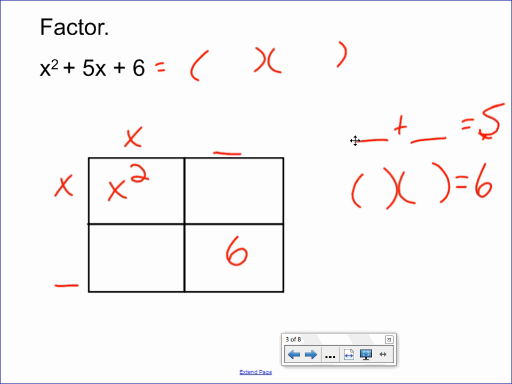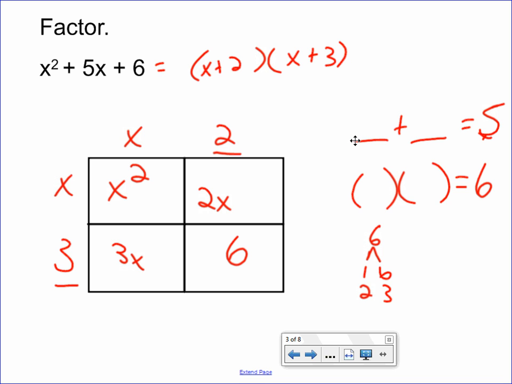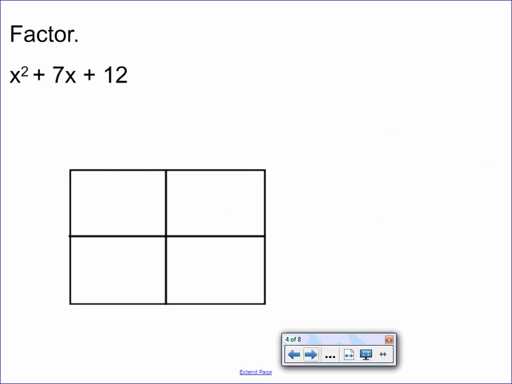So when we think of it that way, I can think, okay, factors of 6. Factors of 6 would be 1 and 6, 2 and 3. Okay, so 2 and 3. This would have been a 3x. This would have been a 2x. So I know that my factors would have been x plus 2, x plus 3. Okay, so now let's flip to the next one.